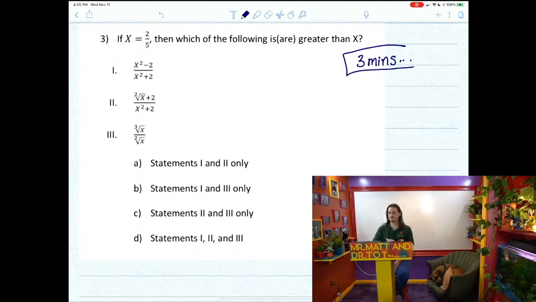Number 3, if x is equal to 2/5, then which of the following is or are greater than x? Statement 1 says x squared minus 2, quantity divided by x squared plus 2. Statement 2 says the square root of x plus 2, quantity divided by x squared plus 2. And statement 3 says the cube root of x divided by the square root of x.